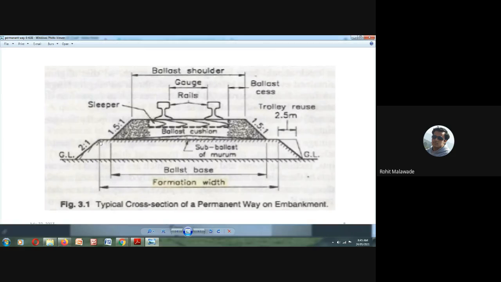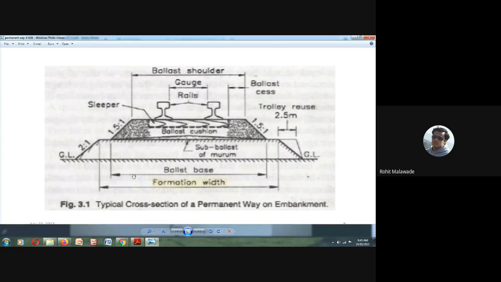Here is the clear width, whatever we are going to have for a permanent way or a track, from here to here. I hope it is visible to you. From this edge to this edge, this we call the formation width. The width of the formation is the width of the prepared surface to receive the ballast. Now, this width will depend upon what we will see.